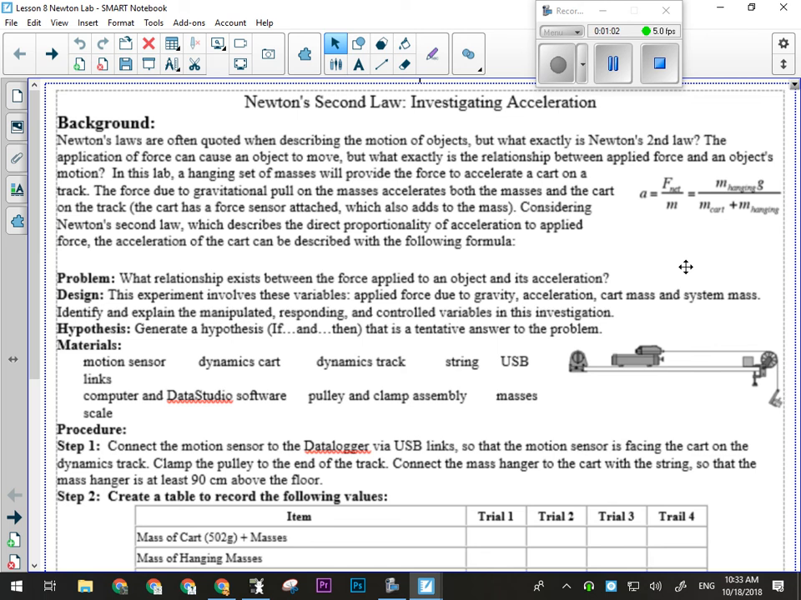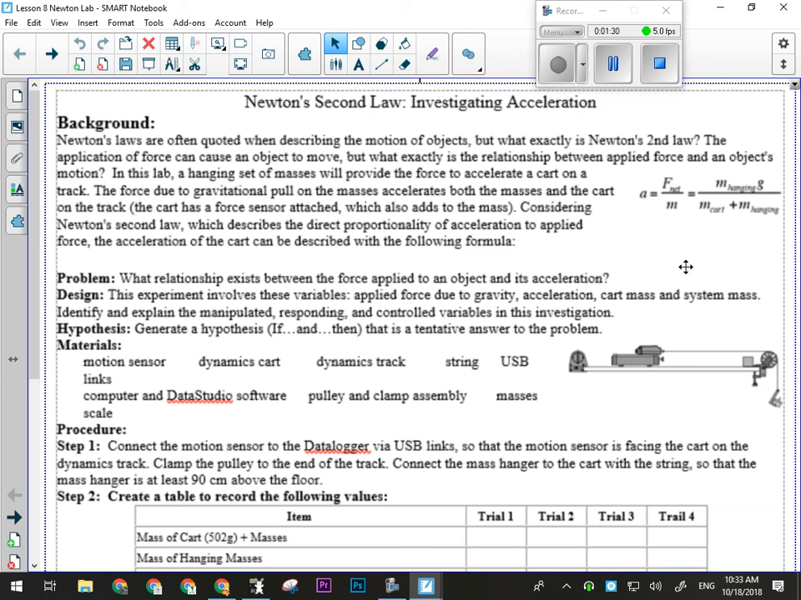So the way we're going to do that is we are going to set the mass of the system at a certain number, and then we're going to maintain that number throughout the experiment by moving masses from one location in the system to another location in the system. What that'll mean for us is that we'll start out with 50 grams, a small mass, hung over the pulley.